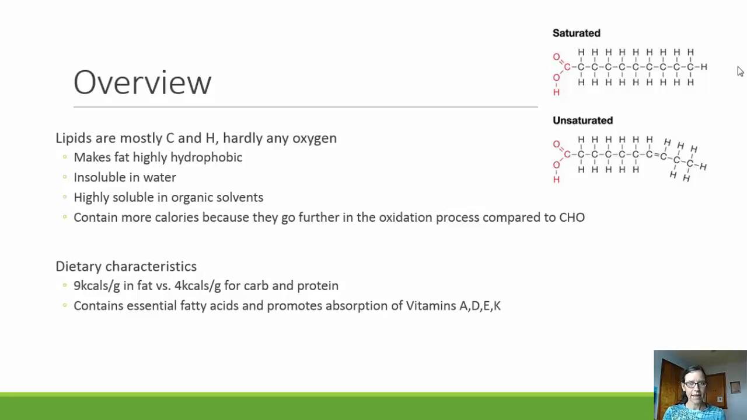And we definitely see that because we know that while protein and carbohydrates each have 4 calories per gram, fat has 9. Other dietary characteristics are that there are essential fatty acids that we must get from our diet, and we also need fats to promote absorption of fat-soluble vitamins.